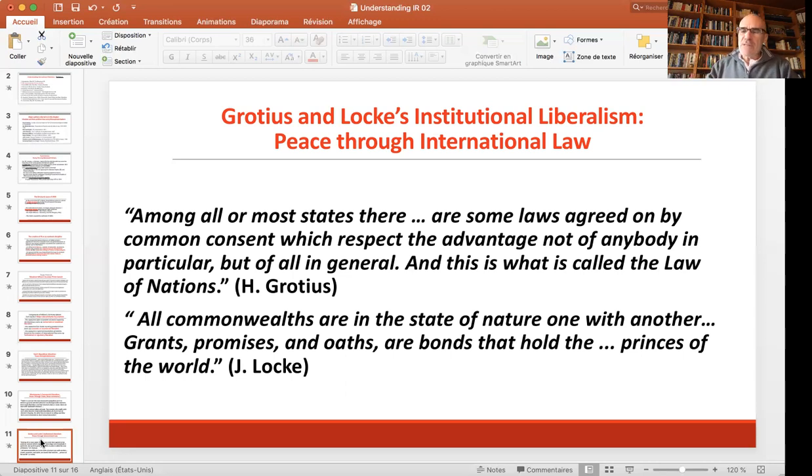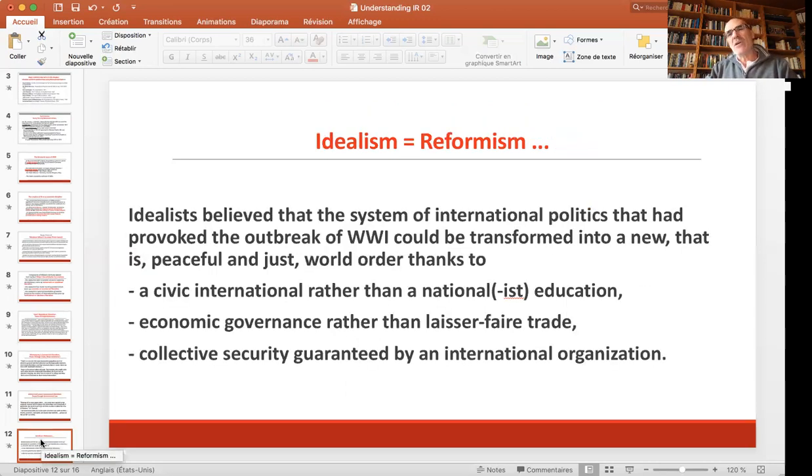So 3 major points, and to sum up the idealist approach of international relations, idealism is synonymous with reformism. Idealists believe that it is possible to change the world, to reform the world from a fairly violent international stage into a peaceful international scene. Thanks to what? Thanks to education, thanks to organized, controlled free trade, and thanks to international organizations such as the League of Nations, replacing the traditional alliance politics.